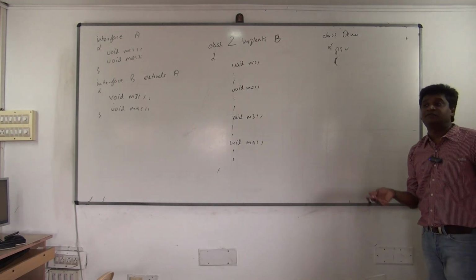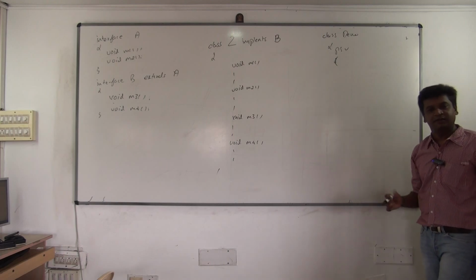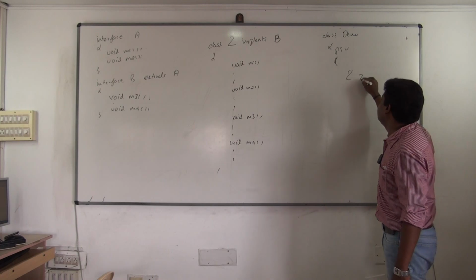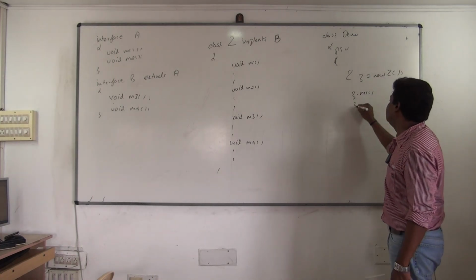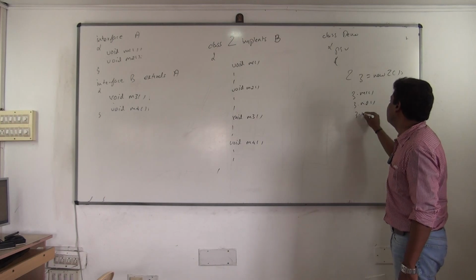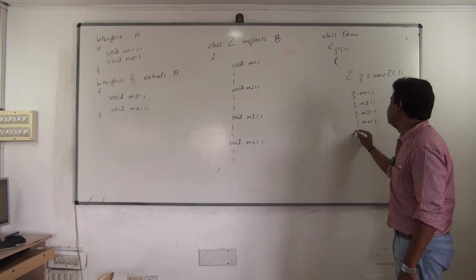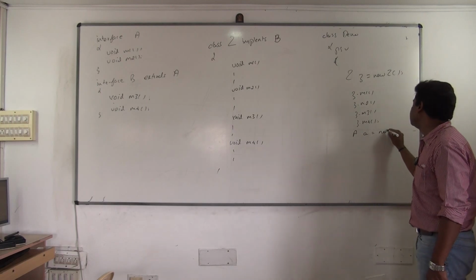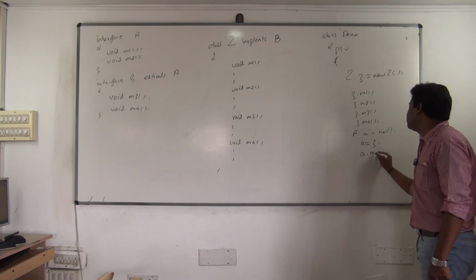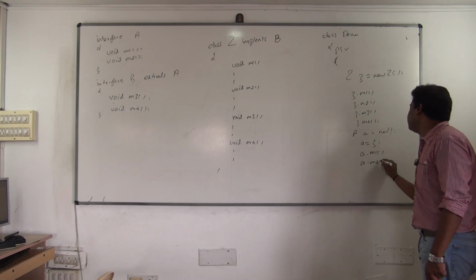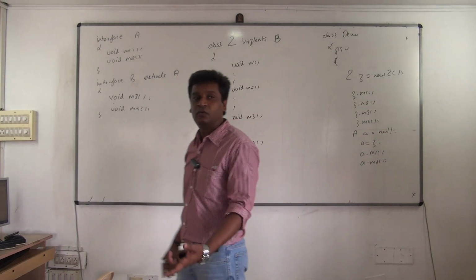I can create an object of Z, yes or no? But I can never create an object of A and B. So when you create a Z object, you can call all the methods: Z dot M1, Z dot M2, Z dot M3, Z dot M4. But very interesting is this: A is equal to null, A is equal to Z. With A I can call only which methods? M1 and M2, correct. The person who wrote interface A is interested to work with only two methods.